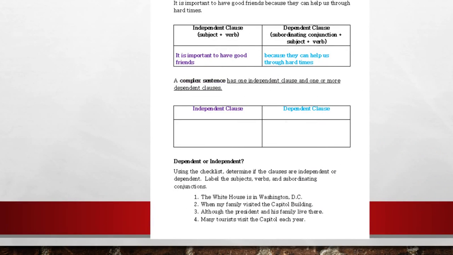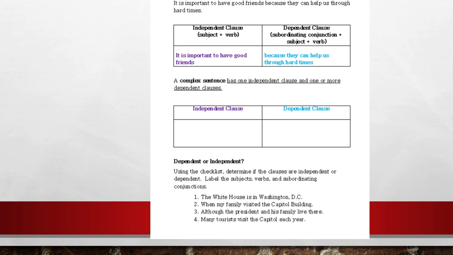So the definition of a complex sentence is: a complex sentence has one independent clause and one or more dependent clauses, which we just saw in our previous example.